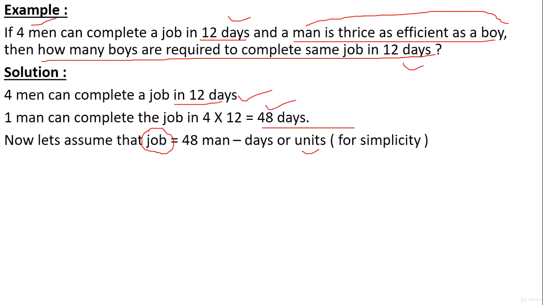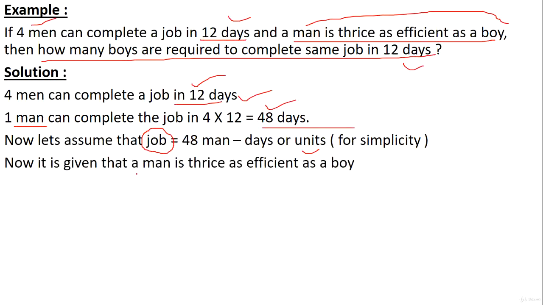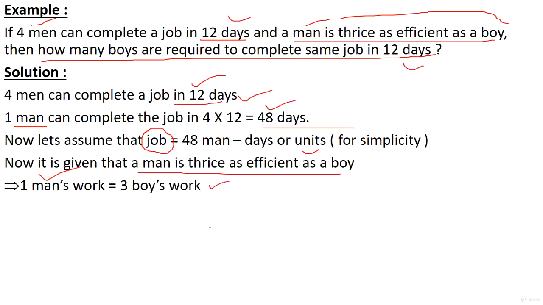So divided by 4, that means 4 men are working, it will take 12 days to complete it. And if only 1 man tries to complete it, it will take 48 by 1, that is 48 days. Now, it is given that man is thrice as efficient as boy, right? It implies 1 man's work is equal to 3 boys' work. This also we can establish.